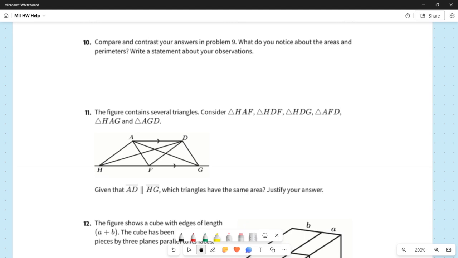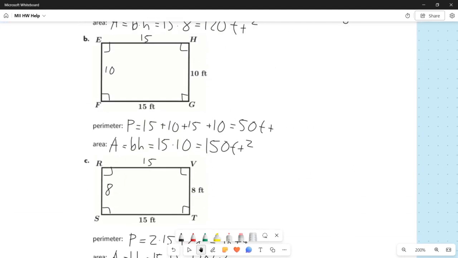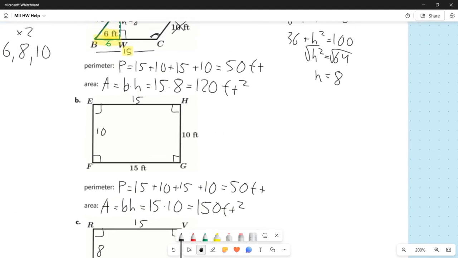Question 10 says, compare and contrast your answers in problem 9. What do you notice about the areas and perimeters? Write a statement about your observations. All right, well, it's kind of an open-ended question. Let's just see what's happening here.